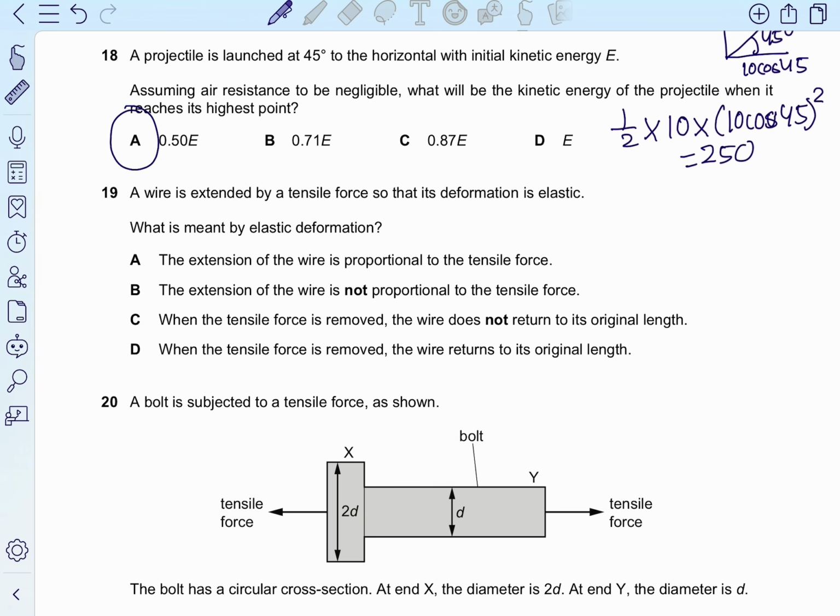A wire is extended by a tensile force so that its deformation is elastic. What is meant by elastic deformation? So basically, elastic deformation is the deformation in which, when you remove the force, the wire will return back to its original length, 19D. When the tensile force is removed, the wire returns to its original length. If it's plastic, then it's permanently deformed.